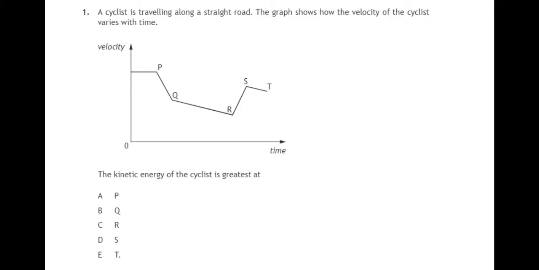So, we should know that kinetic energy is equal to 1/2 mv squared. Therefore, the greater the speed that the cyclist is moving, the greater the kinetic energy. The point on the graph with the greatest speed is point P, which is answer A.